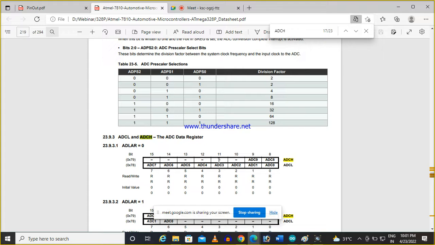Some controllers will have 12 bit resolution, so those 2 bits will also be there. Some are 14 bit, then those 2 bits will also be there as per that. But this controller has only 10 bit resolution. It is the manufacturing design of the microcontroller, so that's why it is like that.